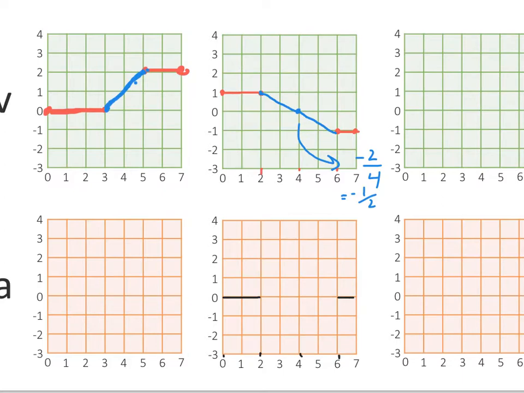So when I go back to map that on my acceleration graph, I'm going to find that it starts the interval at -1/2 and goes all the way to the end of the interval at -1/2. Even though the velocity at time 4 does cross the 0 line, the acceleration is still constant. So velocity can be 0, but you can still have a constant acceleration.